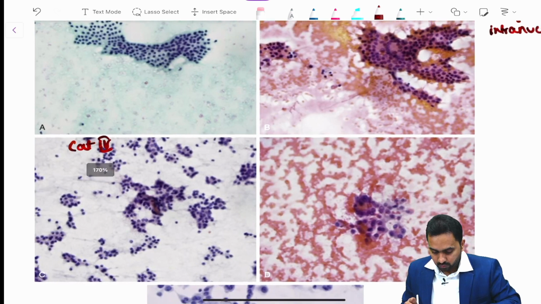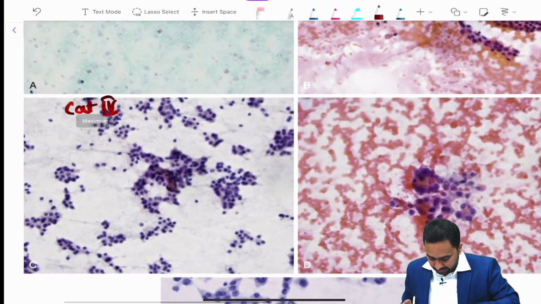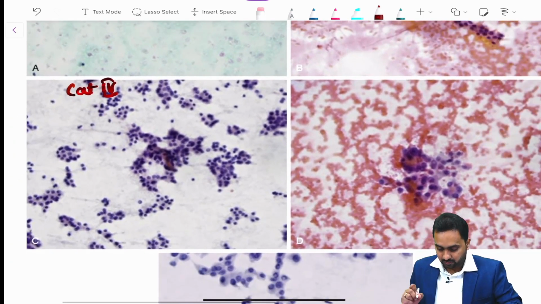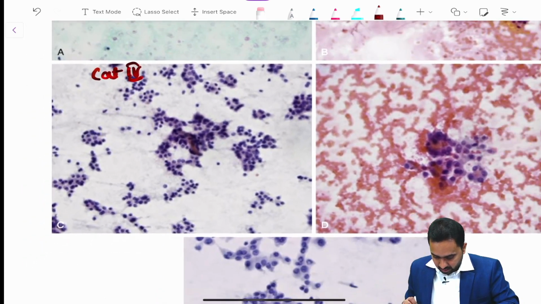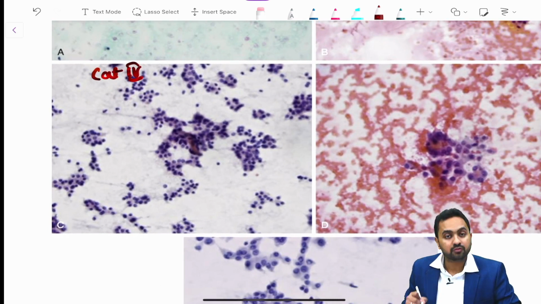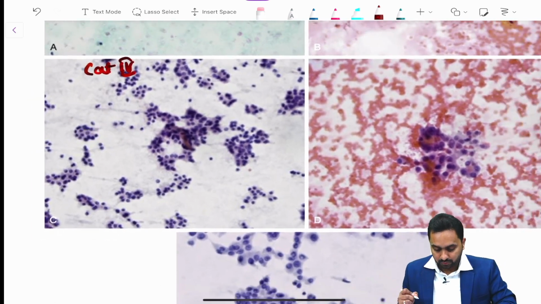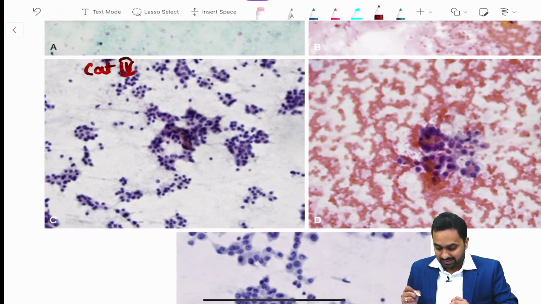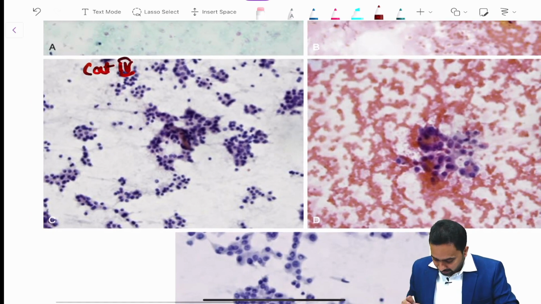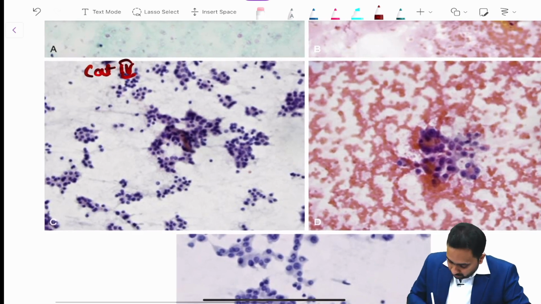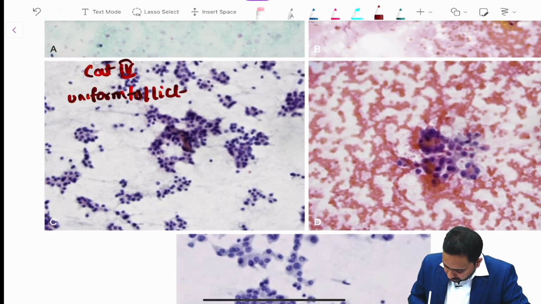Now, we have this image C, which is your category 4. So, if you look over here in this category 4, you have this follicular neoplasm. So, this has a highly cellular aspirate which is composed of uniform follicular cells arranged in microfollicles, right.